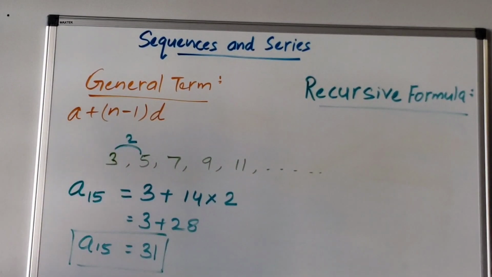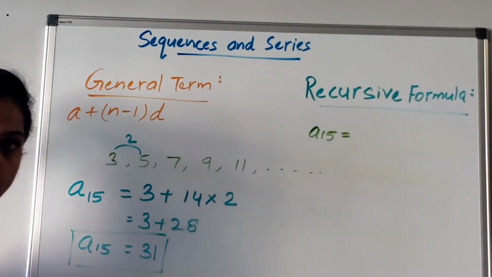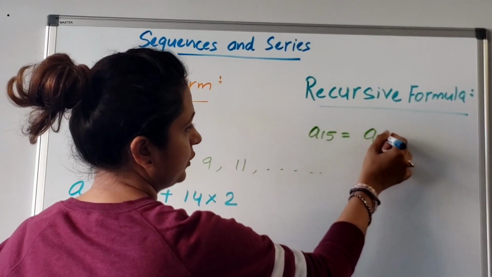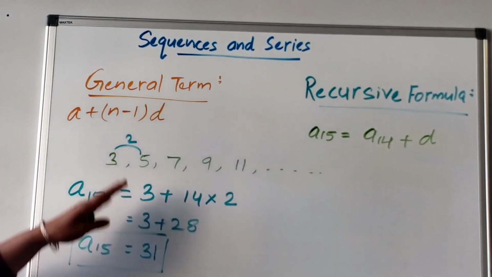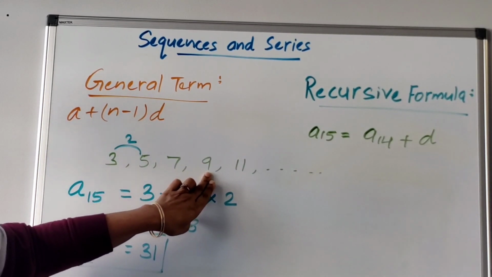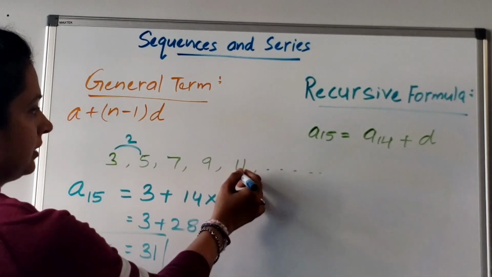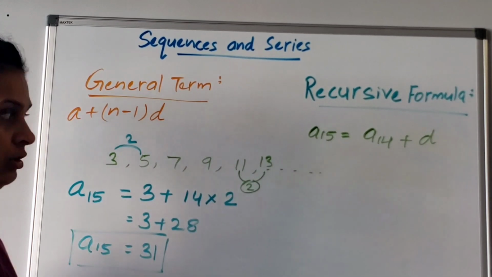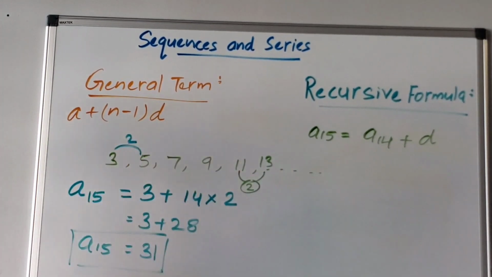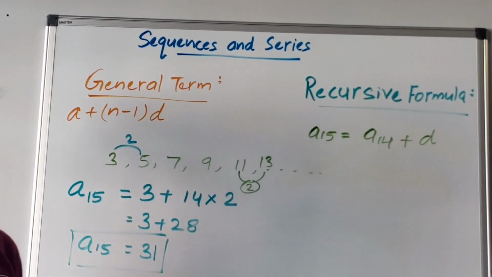Now, how does recursive formula differ from this method? In recursive formula, if I want to find out the 15th term, the formula says it would be equal to the 14th term plus the common difference. So if I know the previous term and I know the common difference, I add the common difference to that, I get the next term. If I use the same rule, I know I am adding 2 each time to get the next term. So the condition for using recursive formula is I must know the previous term to find out the next term.